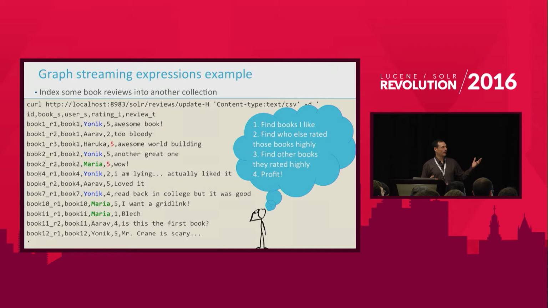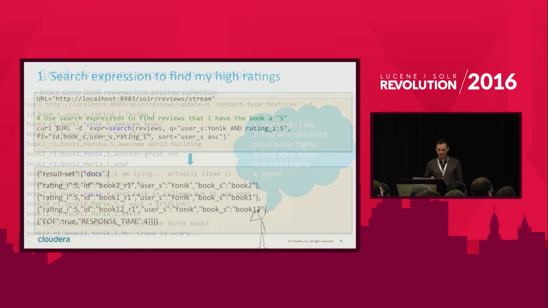So if you look at the actual data, what we're going to get out of this, Haruka and Maria both rated books highly that I liked. But of those two, only Maria rated another book highly that I haven't read, and that is book 10. So hopefully that's what we'll get out of this little exercise.